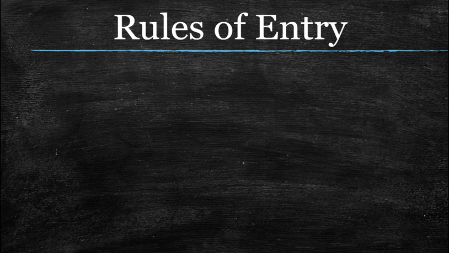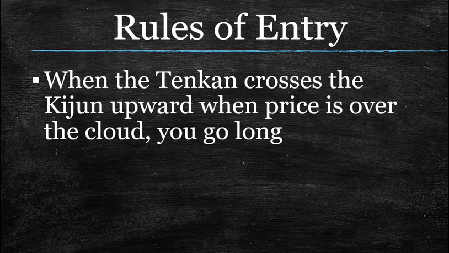So for your notes, here is what you do. When the Tenkan crosses upward over the Kijun and price is over the cloud, you now have the green light to go long.